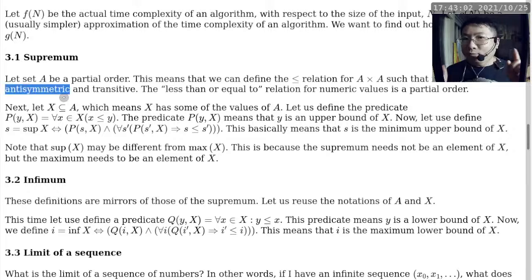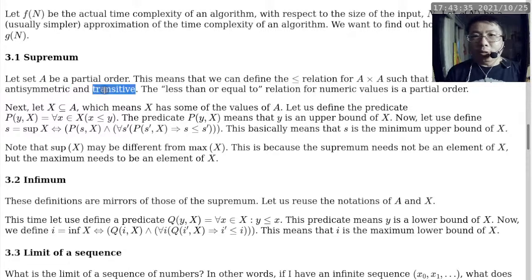Antisymmetric is the other one. Antisymmetric, to quickly summarize, not to get into the quantified expression, is basically saying if A relates to B and B relates to A, then A and B must be the same. So what that means is if Tom is at least as attractive as Harry and Harry is at least as attractive as Tom, then Tom and Harry are the same. They have the same attractiveness. That kind of makes sense.